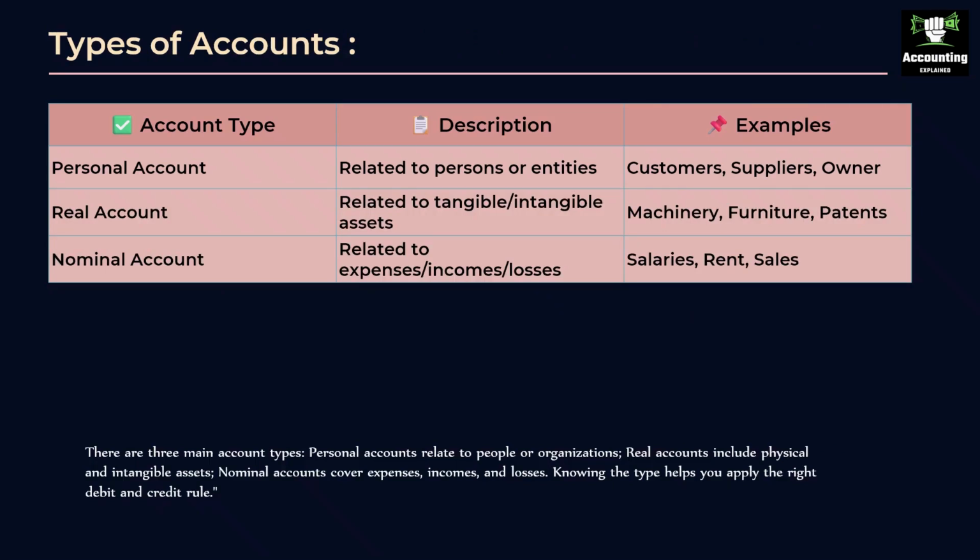Now let's see the classification of account types. First is the personal account. The name itself says that a personal account relates to persons or entities. Examples are customers, that is debtors, suppliers or creditors, owners, etc. Real account is related to tangible and intangible assets. Tangible assets are those which you can see, and intangible assets are those which you cannot see. Examples are machinery and furniture, which are tangible assets, and patents, copyright, and trademarks, which are intangible assets.